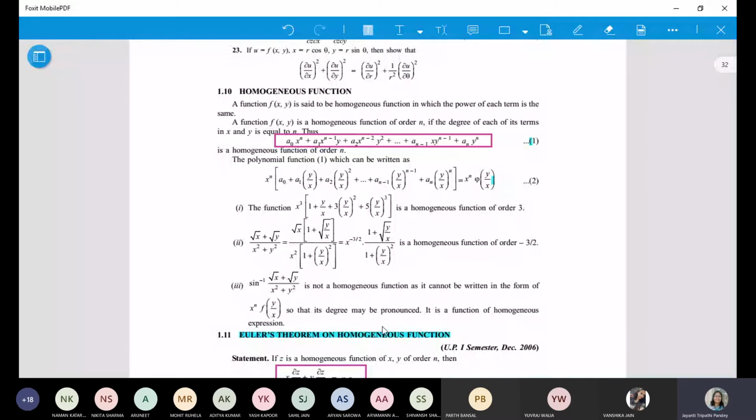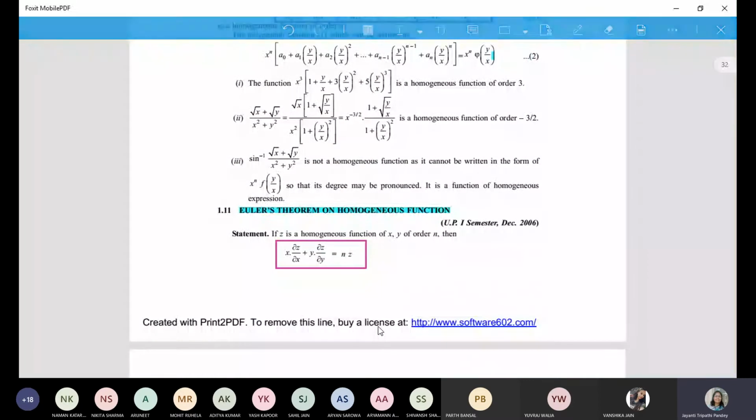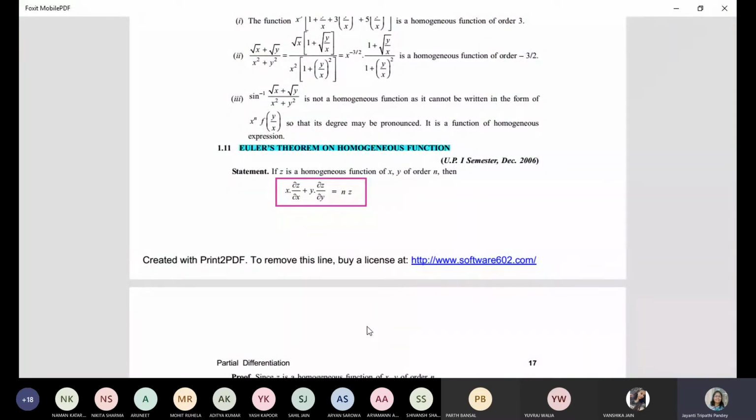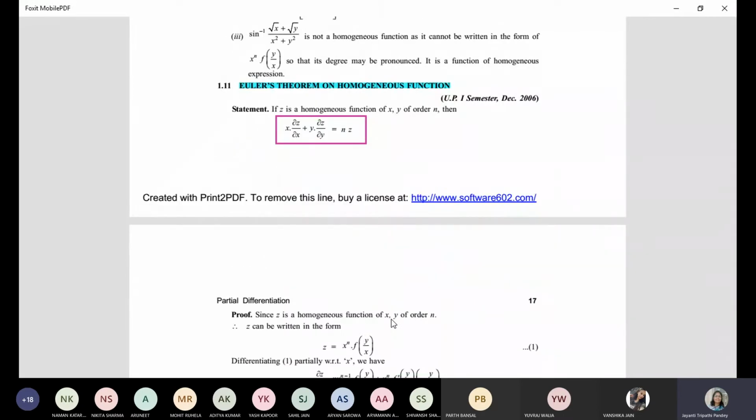Now, one very important theorem is here, which is basically based on homogeneous function. And that theorem is, if z is a homogeneous function of x, y of order n, then x into del z by del x plus y into del z by del y is nz. Very simple to prove, but very useful for solving.